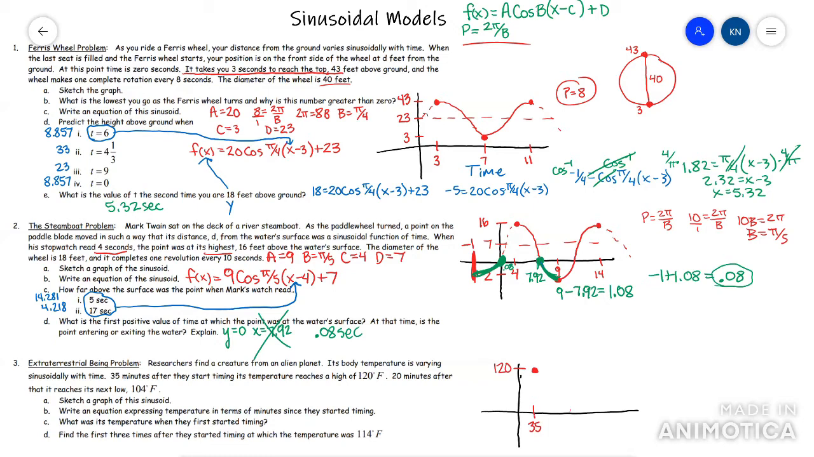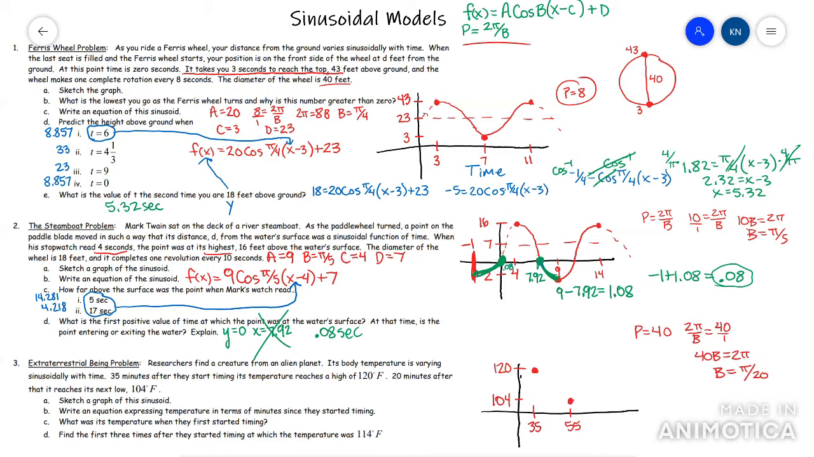20 minutes after that, it reaches its low of 104 right here. So the period's not 20 here. That's only half the period. The period is 40. So if you go 2 pi over b equals 40, cross multiply, divide and reduce. You get pi over 20 as your b value.